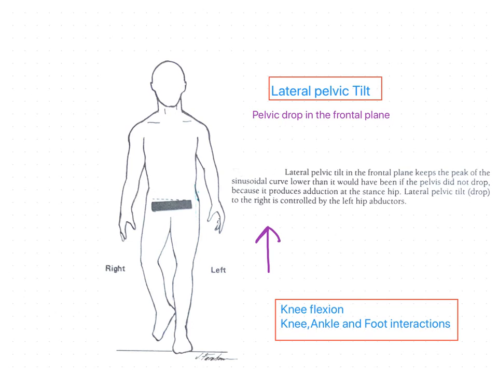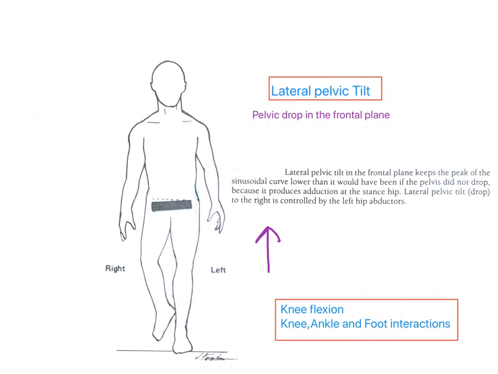The 5th determinant prevents a drop in the body's COG. What is the 5th determinant? It is pelvic rotation in the transverse plane. While the 6th determinant reduces the side to side movement of the COG. The sixth determinant is the physiologic valgus of the knee.